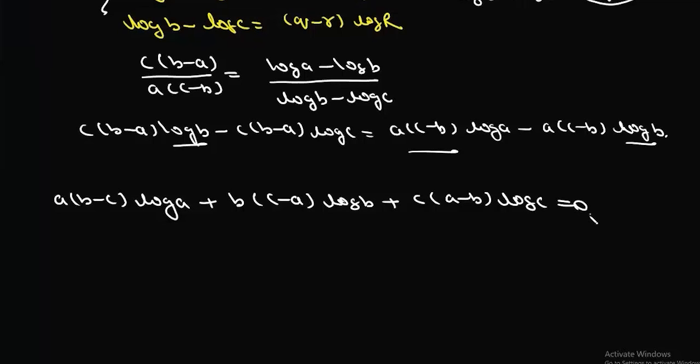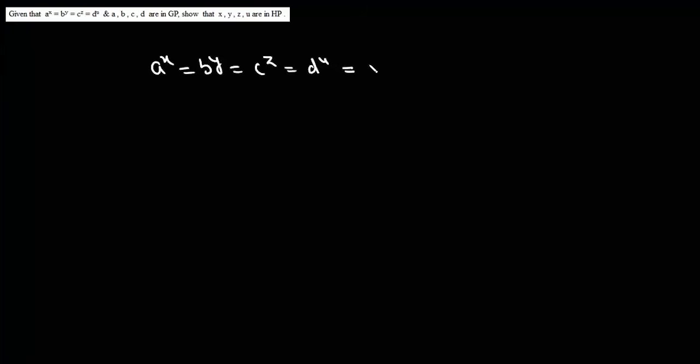Now here the question is given that a to the power x equals b to the power y equals c to the power z equals d to the power u, where a, b, c, d are in GP, then show that x, y, z, u are in HP. Now what we'll do is we'll take this as lambda. Then if we take log, we can write x log a equals y log b equals z log c equals u log d equals log lambda.